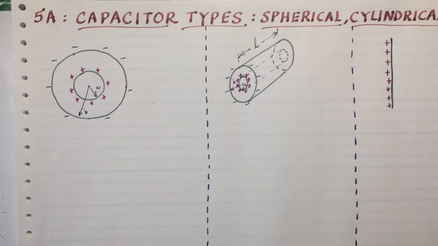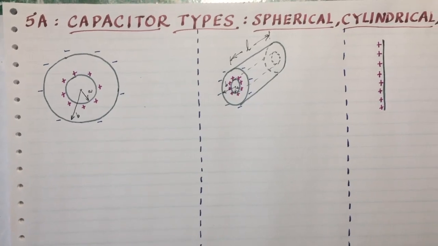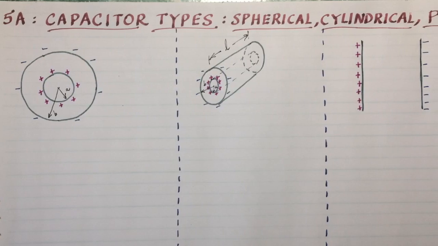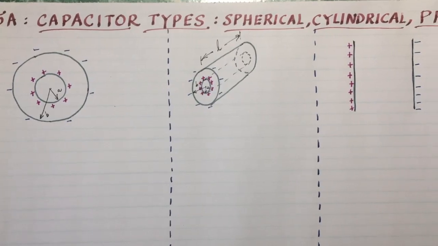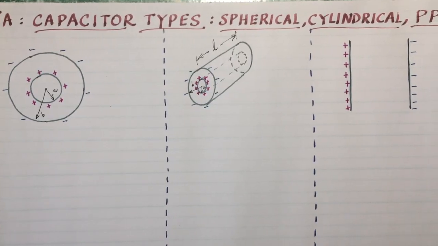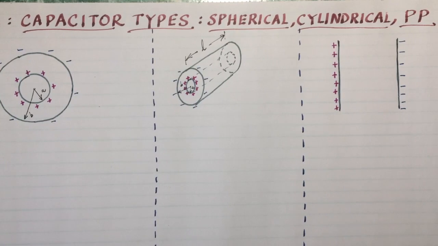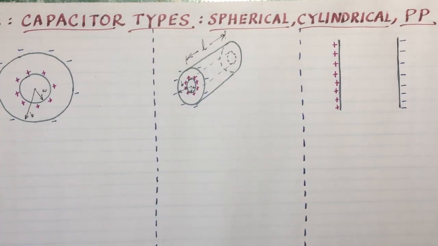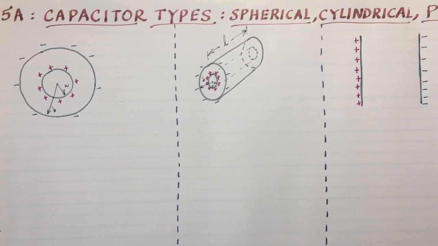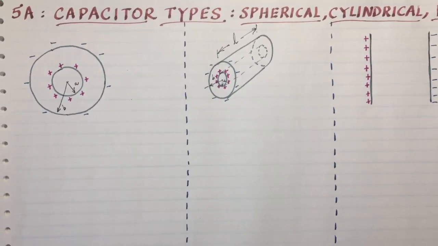So I will be discussing capacitor types. There are three types of capacitors in this course, and they are the spherical, cylindrical, and what's called a parallel plate capacitor. The parallel plate capacitor will be the most important, but the spherical and cylindrical capacitors are excellent applications of Gauss's law and a good review for the test to come.